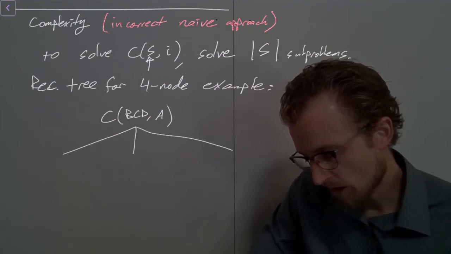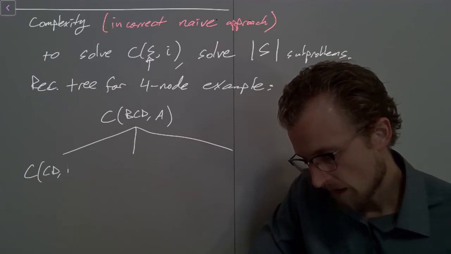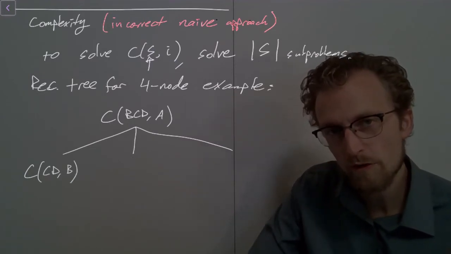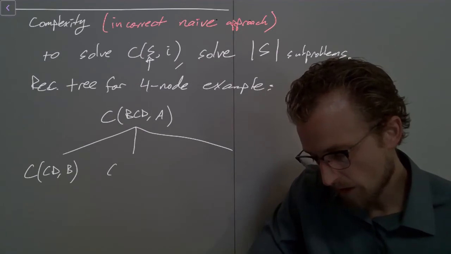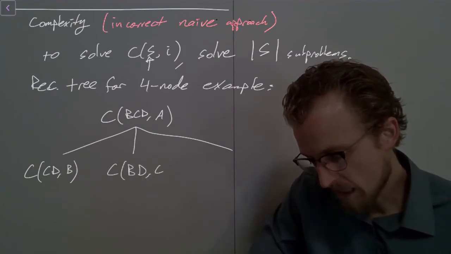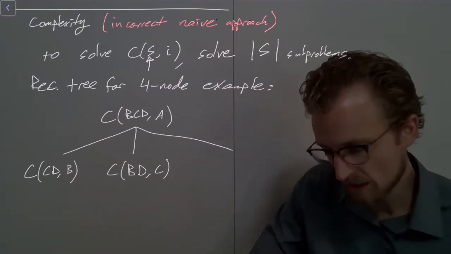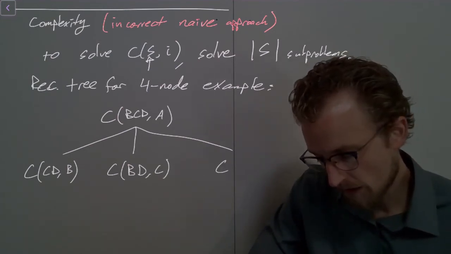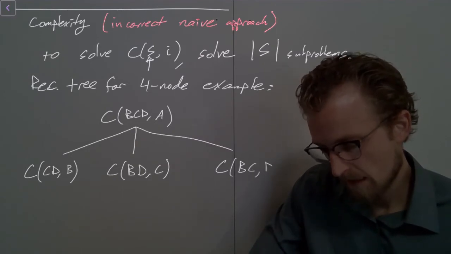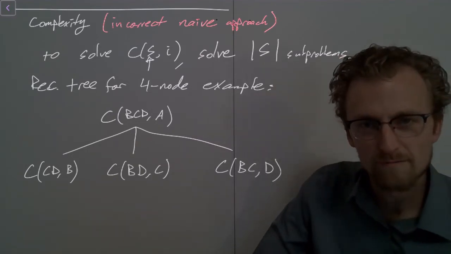And what do we recurse on? Well, we recurse on C of C, D, and B, the one where the penultimate node is B. We recurse on C of B, D, and C, the one where the penultimate node is C. And we recurse on C of B, C, and D, where the penultimate node is D.